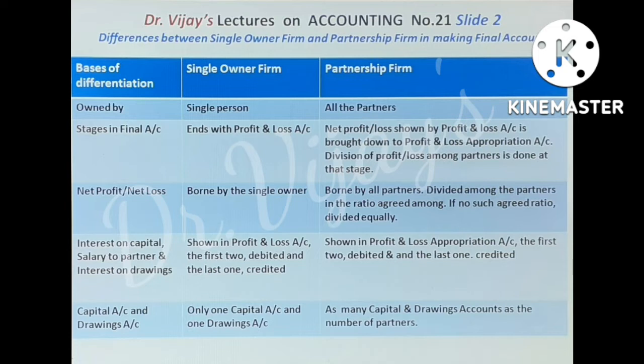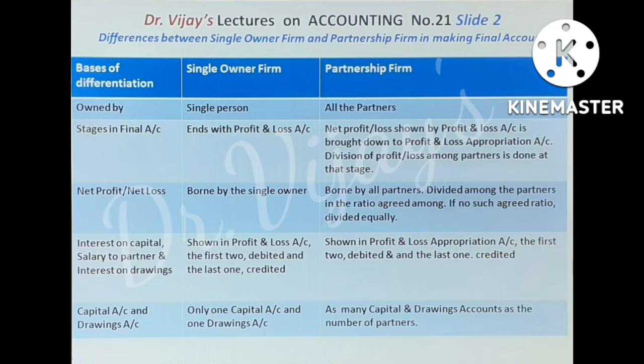Items like interest on capital, salary to any partner, interest on drawings, are all assumed expenditures or income. Such items are shown in the final account of single owner firm in profit and loss account itself, but in partnership firms, such items are shown in profit loss appropriation account because it is all related to appropriation of profit or loss among the partners.